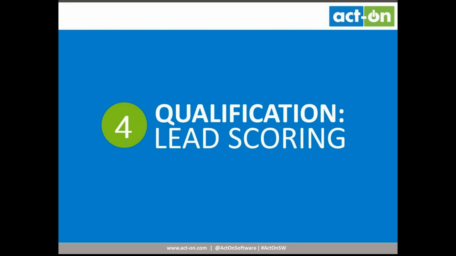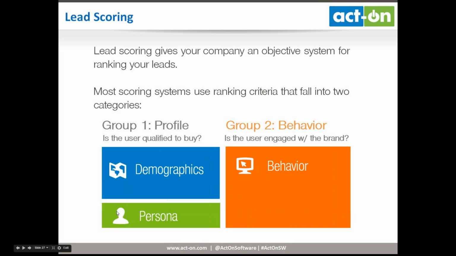Interest can be defined a number of ways. We continue. A simple point value gives your organization an objective system for ranking leads. Most use ranking criteria that fall into 2 categories: being able to score profile and being able to score behavior. Interesting. Being able to score the profile of the person.